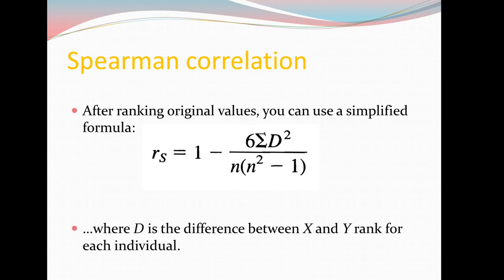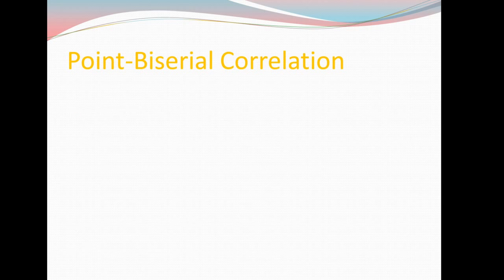After ranking the original values, you can use the simplified formula, where r sub s, or R Spearman, equals 1 minus 6 multiplied by the summation of D squared over N multiplied by N squared minus 1 in parentheses. Now the D refers to the difference between the X and Y rank for each individual. So this is a simple difference score.